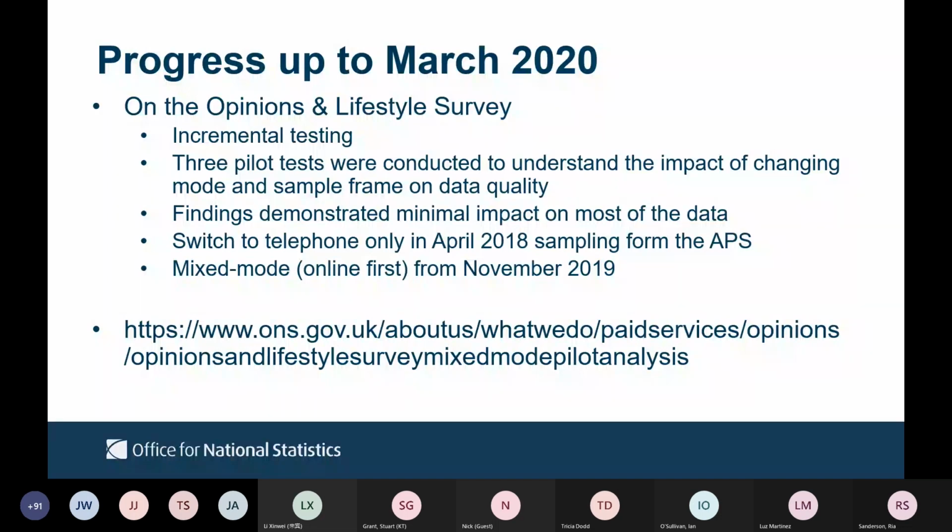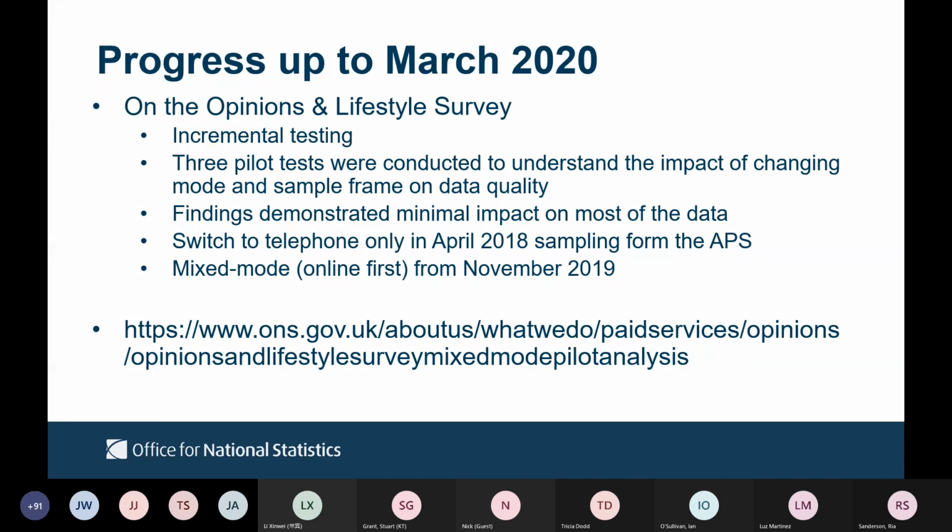Well, on the Opinions and Lifestyle Survey, which has been run by ONS for about 30 years now, for the vast majority of that period it was a face-to-face interview. So the survey has gone through quite a substantial redesign phase, which has included redesigning the questionnaire content and other core elements of the survey, with the view that we'd like to move away from a face-to-face collection design and move it to online first with other modes of collection follow-up where necessary.